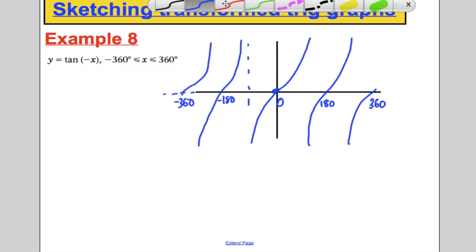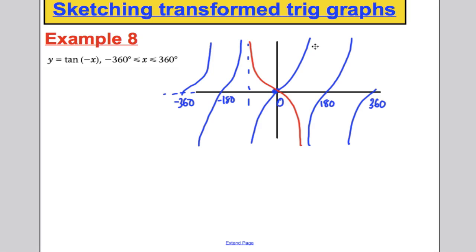So I'm just going to actually draw this on the same one. This one here is going to look something like this. And this one here. Okay, so it should look something as follows. And this one here was tan of minus x.